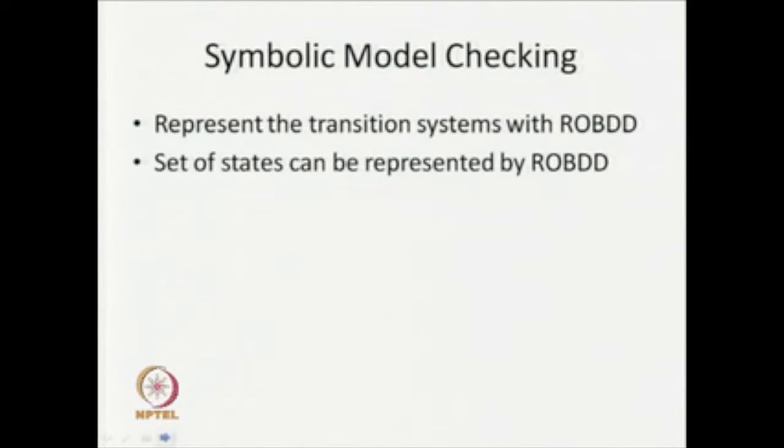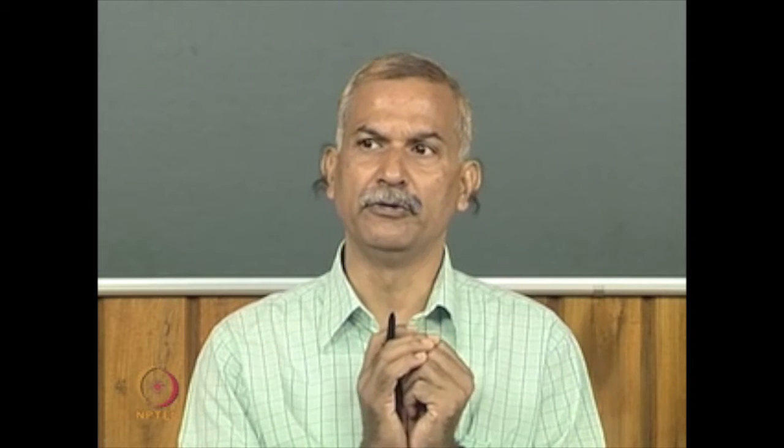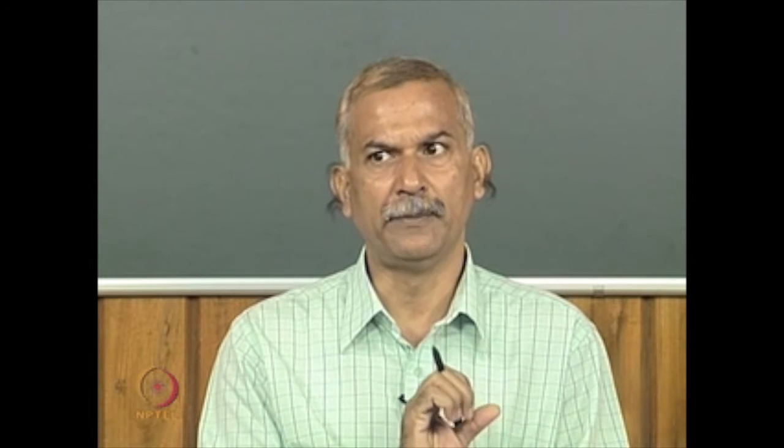Also in the last class, we introduced how we represent a transition system with the help of ROBD. Also, we have seen that if we take a particular set of states from the entire transition system, then this set of states can also be represented by ROBDs. So, we can represent the entire state space, the entire state transition diagram, with ROBDs, and sets of states can also be represented with the help of ROBD.